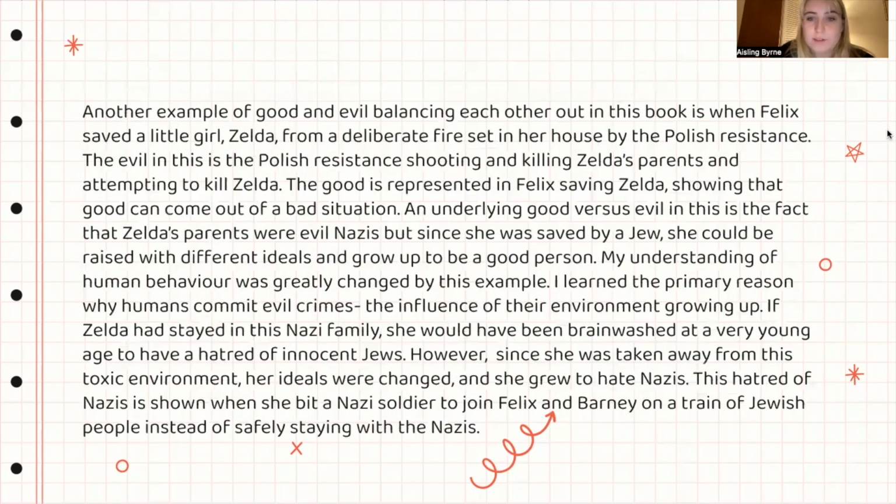And then we have this example from Zelda here, which is very interesting because in the book Zelda's parents were Nazis, and the Polish resistance, who would ultimately be seen as a good force because they're fighting against the Nazi forces who were like the utmost evil. So the Polish resistance, in an attempt to fight back against the Nazi powers, were killing innocent children as well. Well, were attempting to kill innocent children as well, because these children were children of Nazis, but Zelda survived.